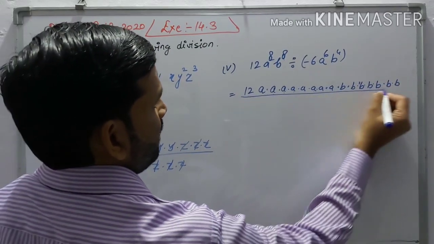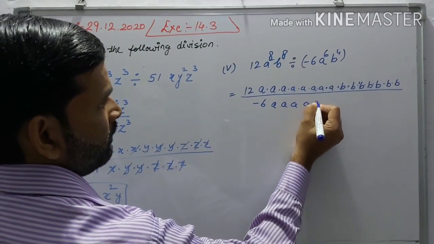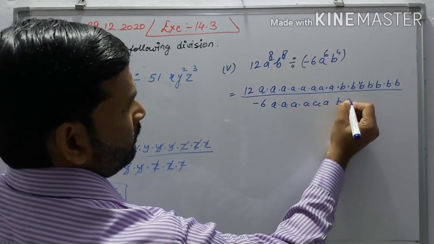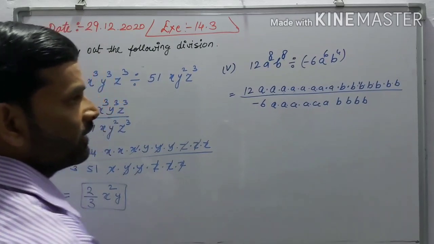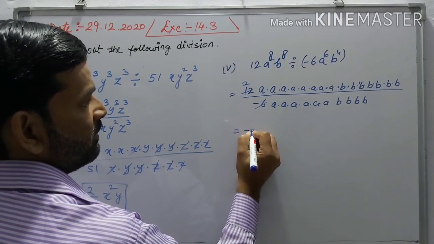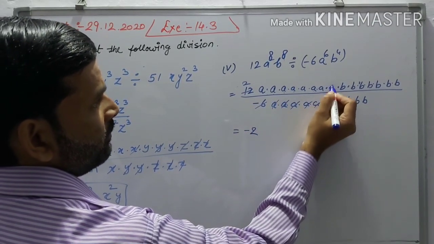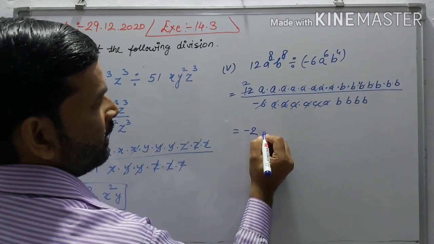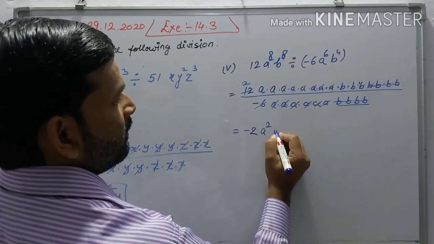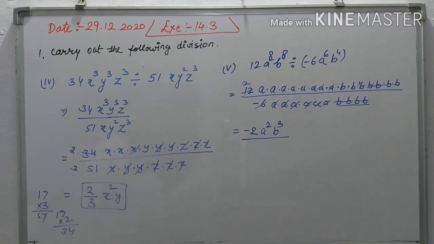Divided by minus 6, a 6 times and b 4 times. Okay, 6 2s are 12, and the minus stays. a 8 minus 6 leaves 2 times, a power 2, and b 4 times cancel with the 4 times, leaving b power 3. So the answer is minus 2 a power 2 b.